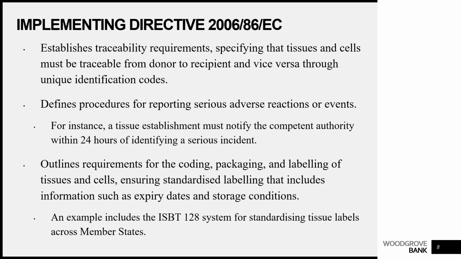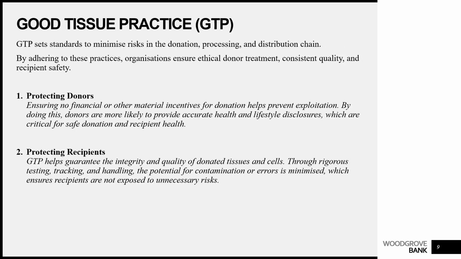This example that's been given here is relating to, I think it's the International System for Blood. So that's a system that's used to standardize tissue labels across the member states. But I think that this relates to blood and not necessarily tissues and cells. Well, I do want to talk about good tissue practice because that's the focus of this presentation.